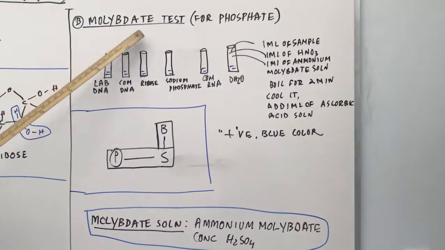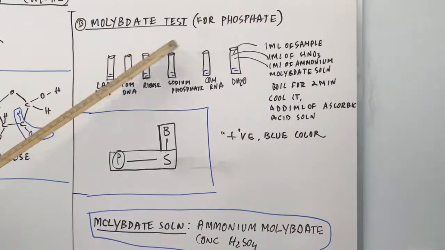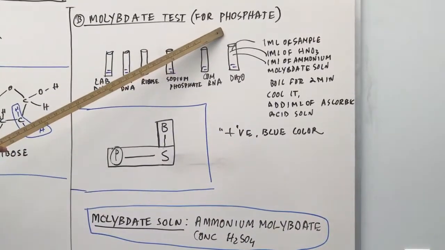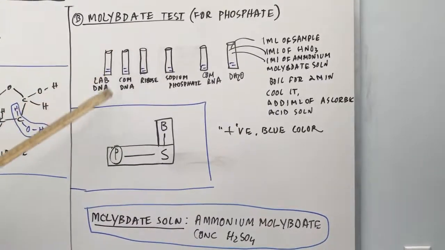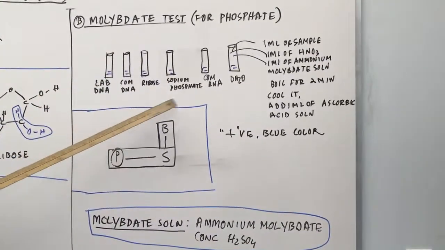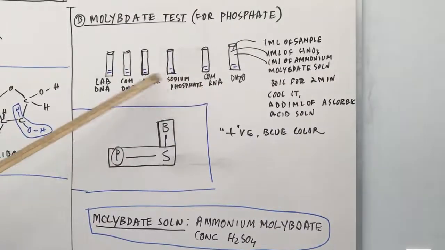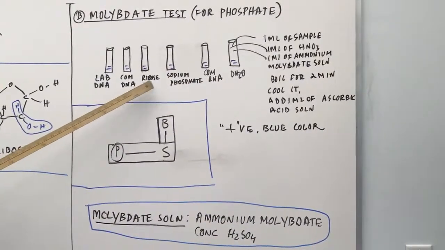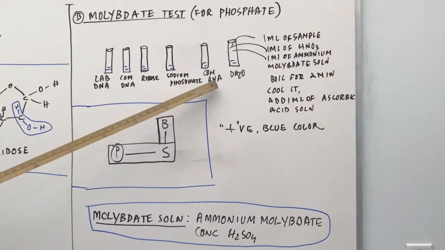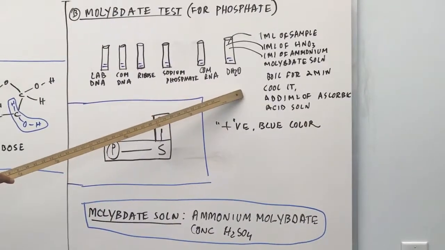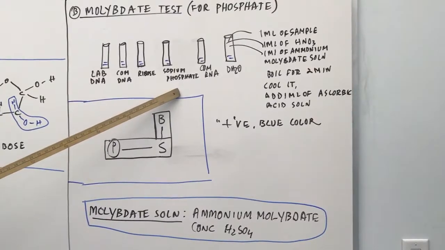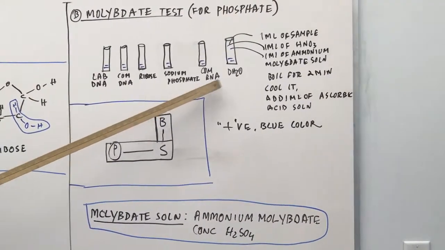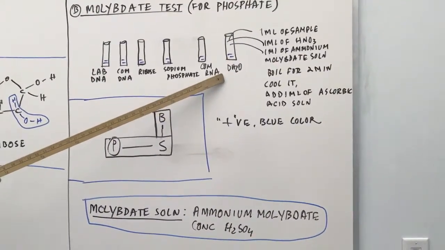The next test is the molybdate test, which is done to confirm the presence of the phosphate group. For this test, we will take 6 samples in 6 different test tubes, which are lab DNA, commercial DNA, ribose, sodium phosphate, commercial RNA and distilled water. Here, the sodium phosphate is the positive control and distilled water is the negative control.